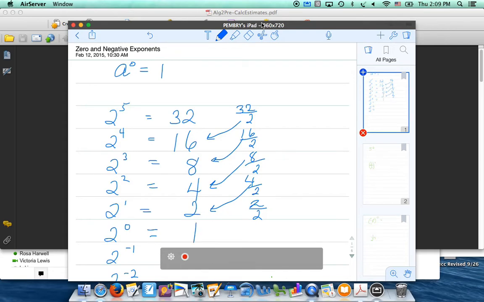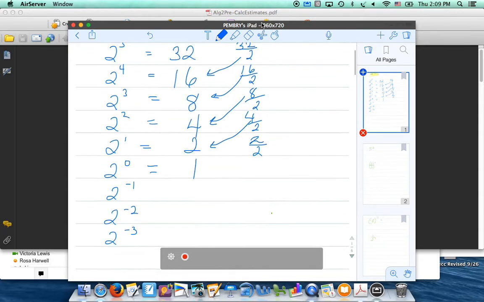There we go. So 2 to the 0 power is 1, and you can make this argument for any base. It doesn't have to be 2. So we say that any number raised to the 0 power is 1, so that it will follow the pattern. Now let's continue the pattern and see what happens with the negative exponents.